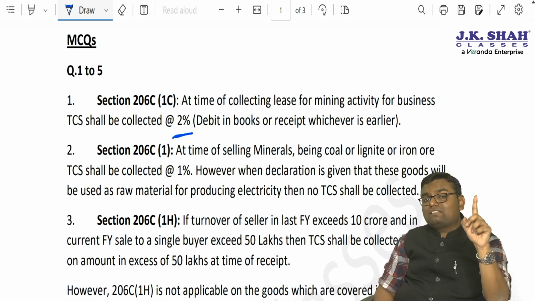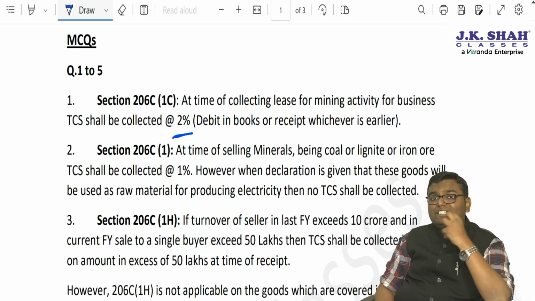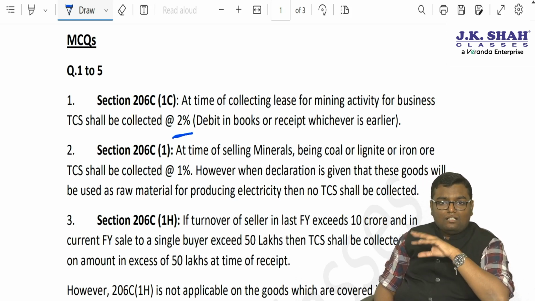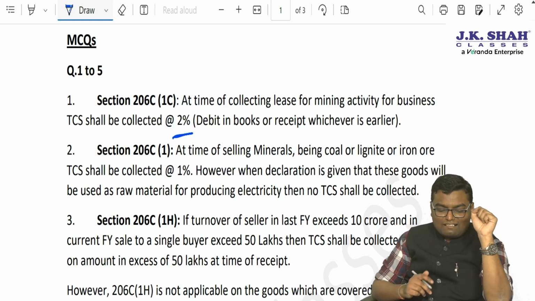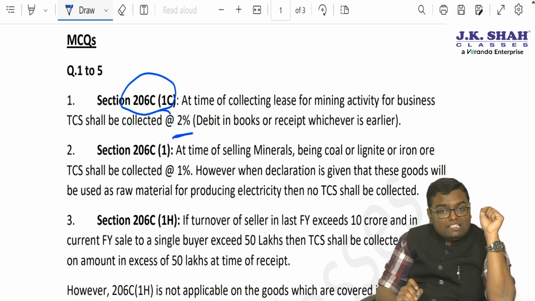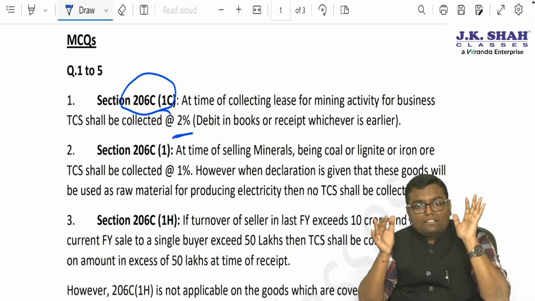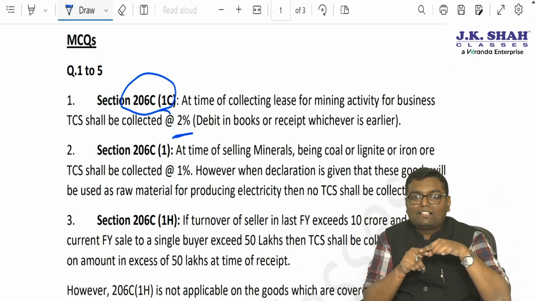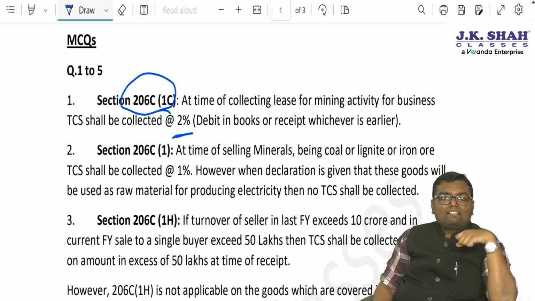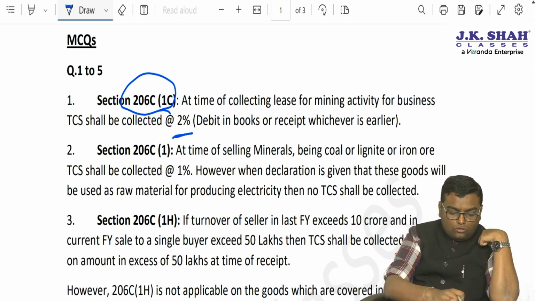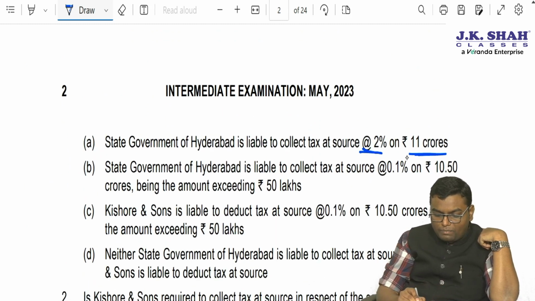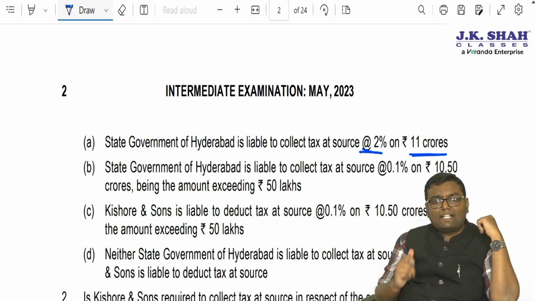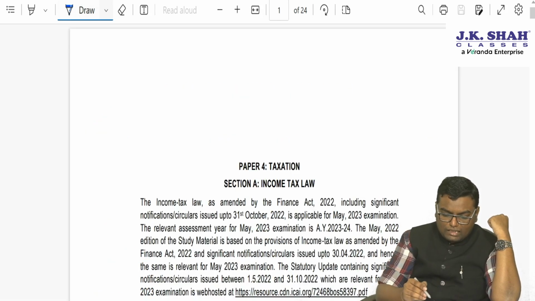So, the answer to question number 1 is pretty clear: when the state government is collecting the lease from Kishore and Sons, the state government is required to collect TCS under section 206C clause 1C, which will be at the rate of 2%. Mind well, there is no threshold over there. On the entire amount, 2% TCS will be collected. So, if I directly go to the answer, the option is: state government is liable to collect TCS at the rate of 2% of 11 crore. Yes, it looks right. And hence, option A will be the correct answer.